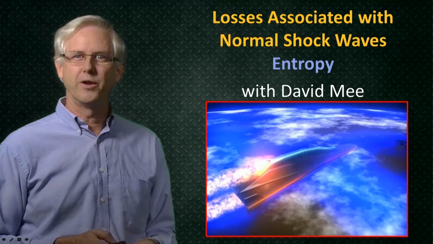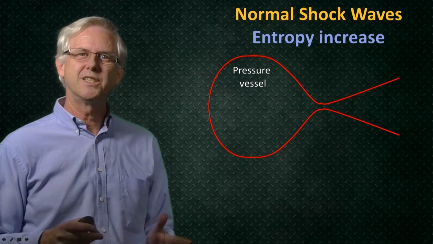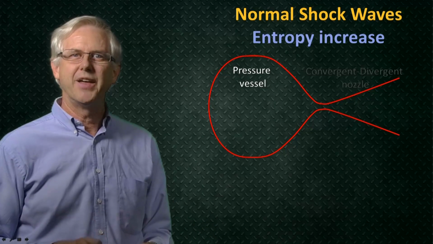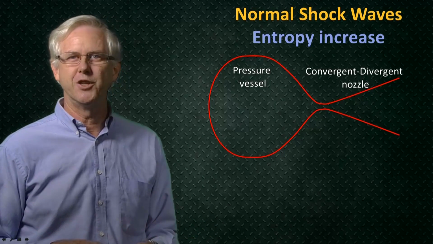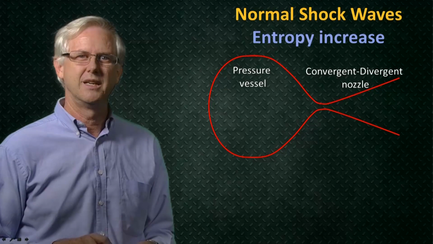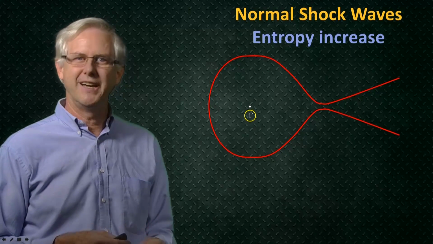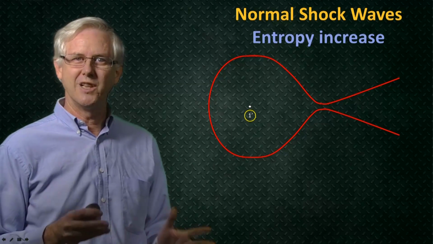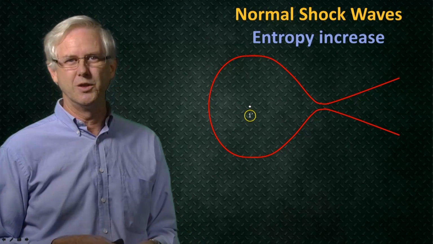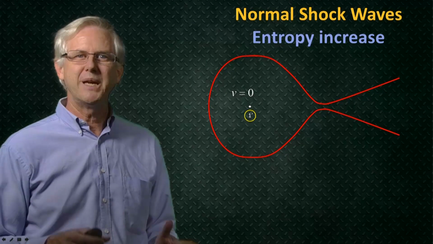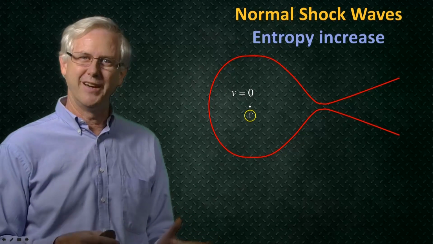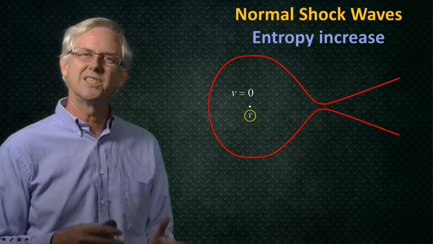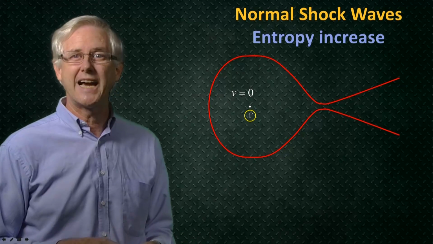Let's do this through a thought experiment. Consider a pressure vessel containing gas at high pressure that has a convergent-divergent nozzle attached to it. Let's say that the gas in the vessel is at condition 1'. We'll assume that the vessel is large and the throat of the nozzle is small. So the speed of any flow near the middle of the vessel will be approximately 0, and we can consider state 1' to be the stagnation condition.